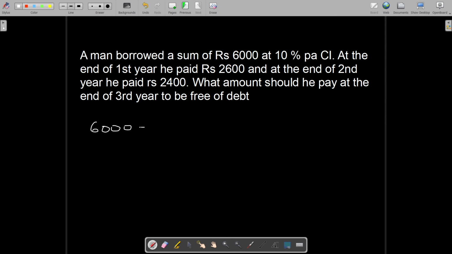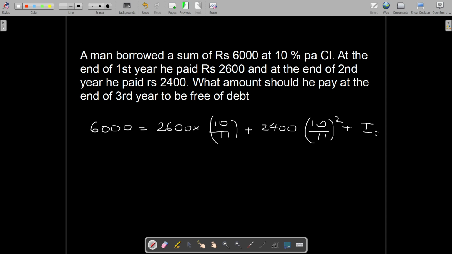6,000 equals 2,600 into 10 by 11, plus 2,400 into 10 by 11 square, plus third year's installment into 10 by 11 cube. If you do it, you will get the answer, but it's a very long and tedious method.